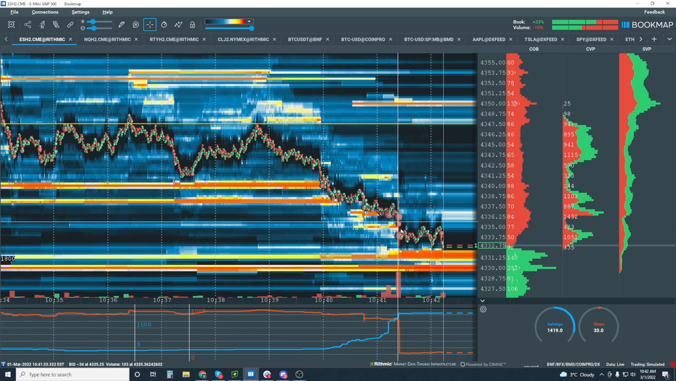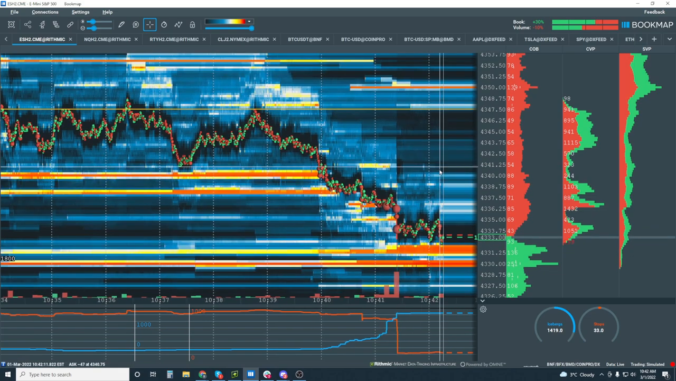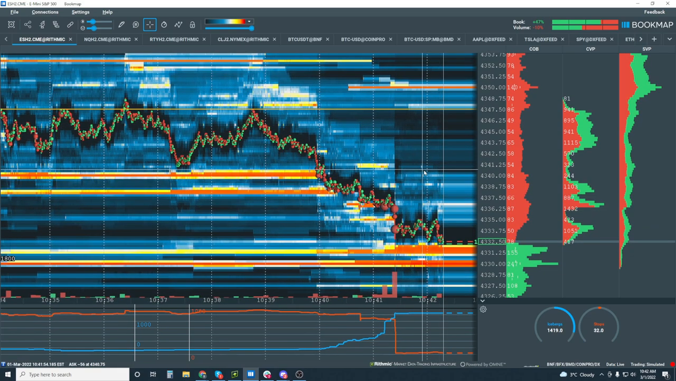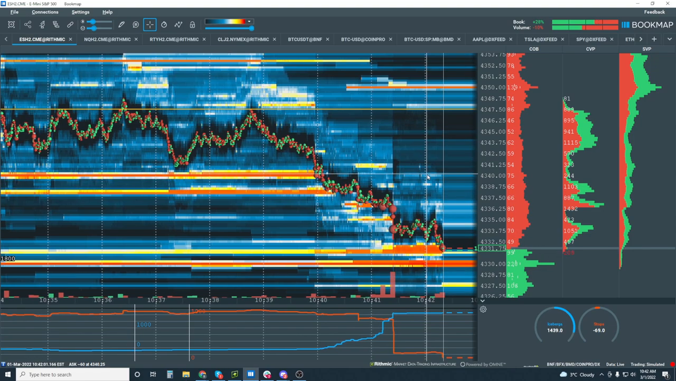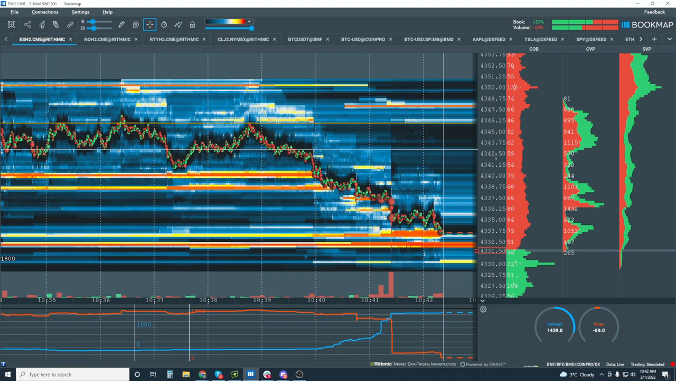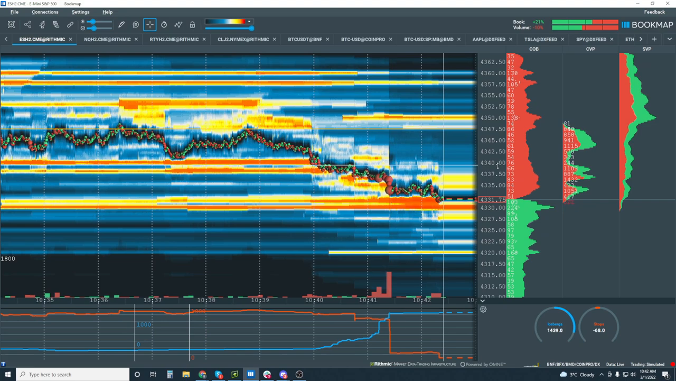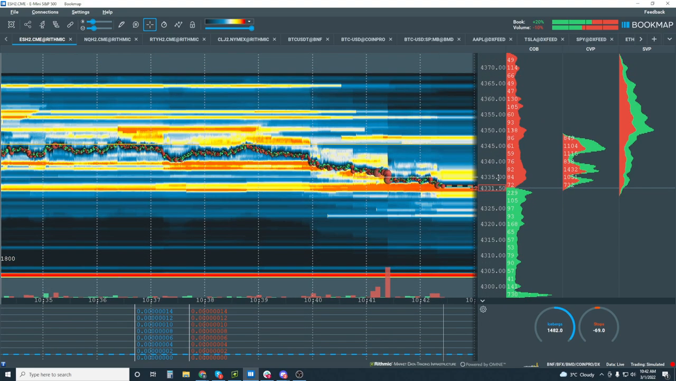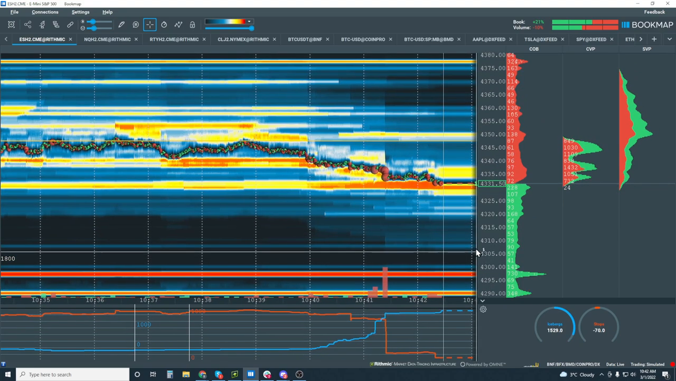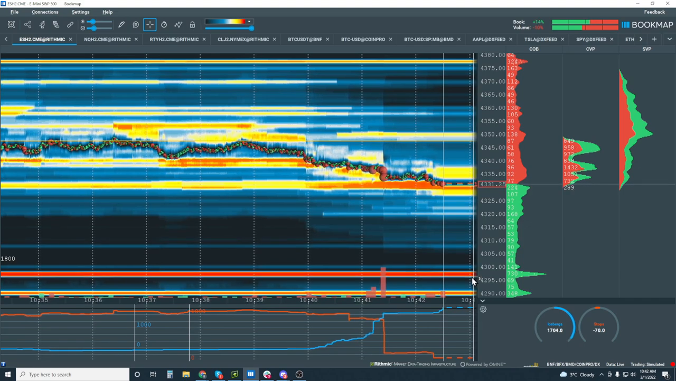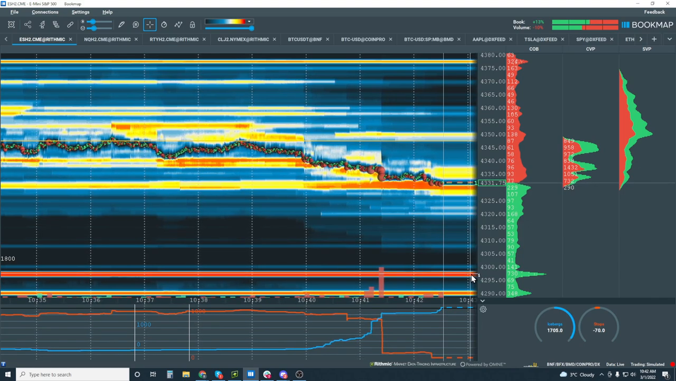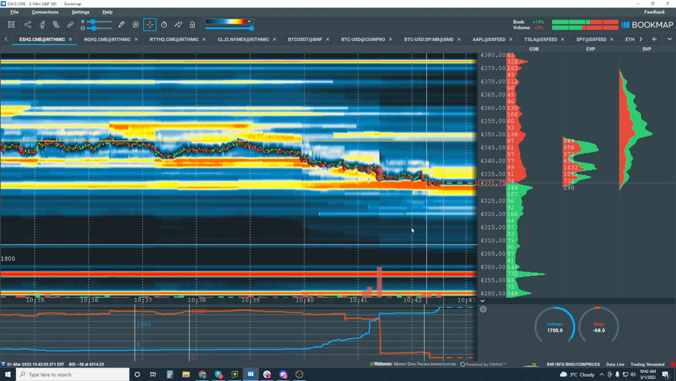So we're looking for stop run and continuation. Okay, so now we're at our 31 level, looking for 30. Our 20 level, what about our 10 level down here? Well, we don't even have anything at 10. They're down here at the figure, just below the figure of 4,300.